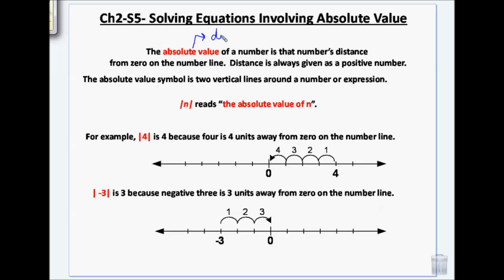And since it's distance, it's always positive. Okay, because it doesn't matter what direction you go, or if you're walking forward or backwards. If you're going 5 feet, you went 5 feet. You didn't go negative 5 feet just because you walked it backwards, right? So distance is always positive. So absolute value is always positive.